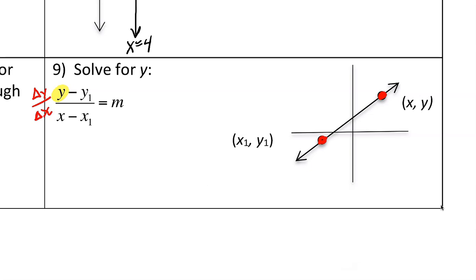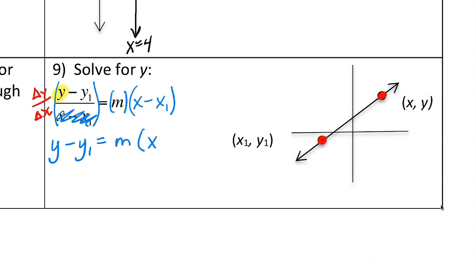So let's multiply both sides by this x minus x sub 1 term, so that's not going to be there anymore. So we have y minus y sub 1 equals m times x minus x sub 1. And that's actually all I want to do. We could add y sub 1 to both sides, but really what I want to do is stop here and call this a special form. This is called point-slope form, and we're going to be using it on the next page.